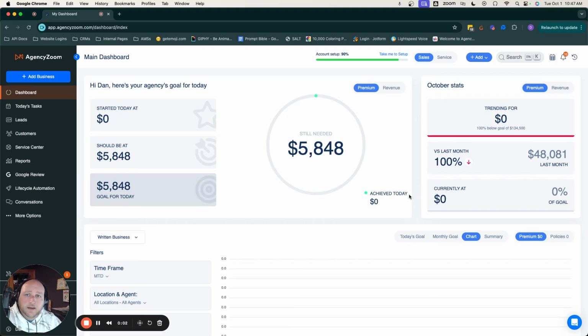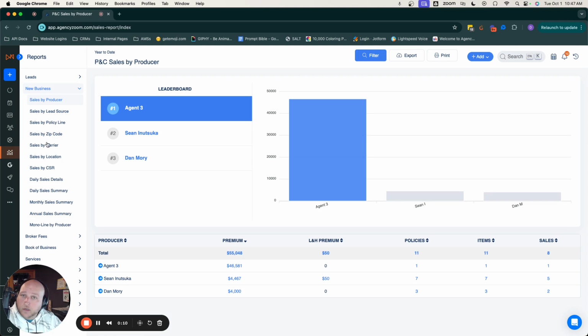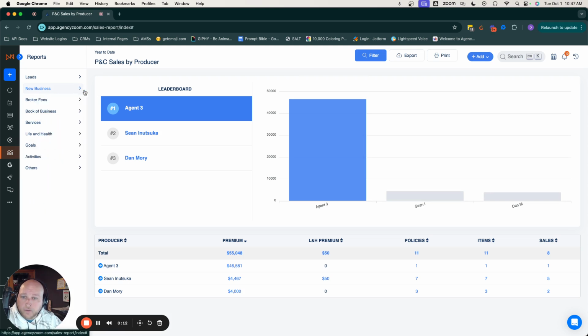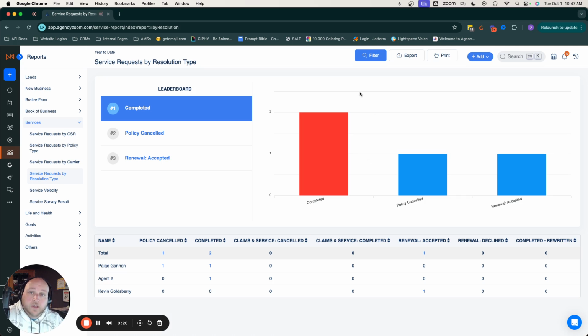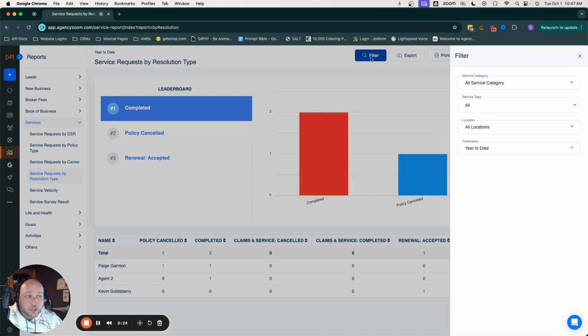We are going to take another look at a service report today. This time, we are going to look at the services by resolution completion type. So, again, we're going to click on the reports. We're going to minimize out this new business, expand on services, and right here, service request by resolution type. Now, this is going to be very similar to the other reports that you have, right? It's going to go to a default, and then you can change your filter here.